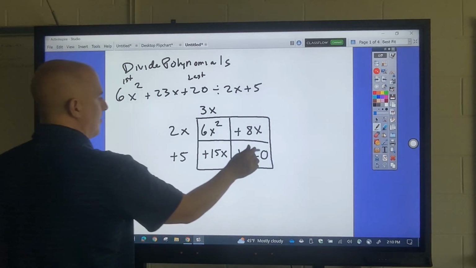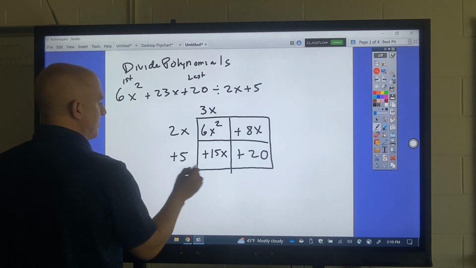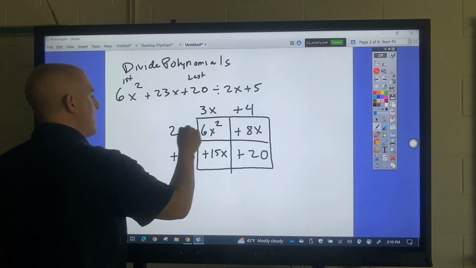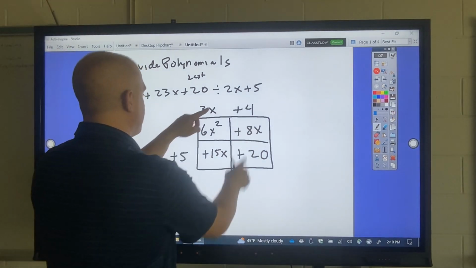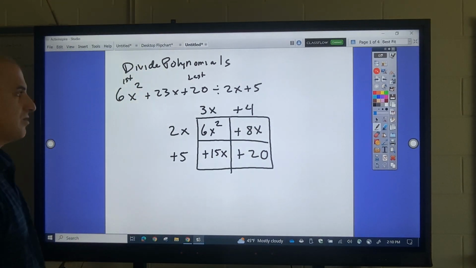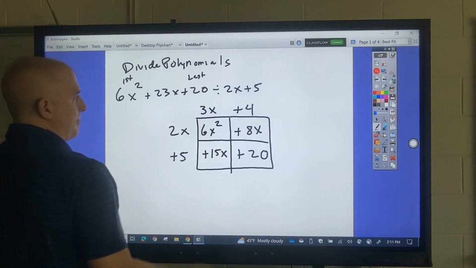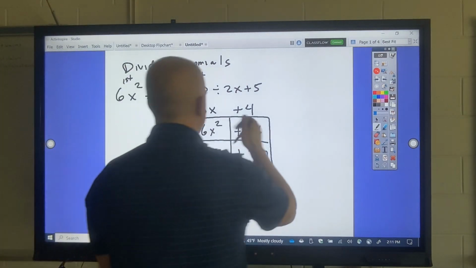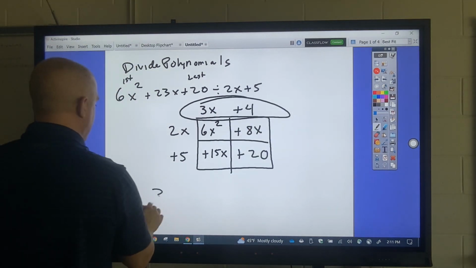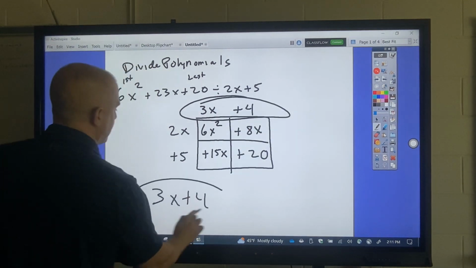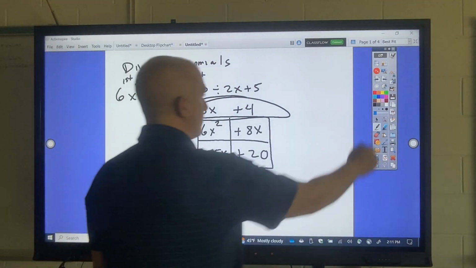And then how do I get this box? This times this gives me this. That would be 4. And that also works itself out. Now, if you just want to do the first and last and figure that out, that also works. So that's how the box basically fills in. So my answer to this is what I didn't have, which is the 3x plus 4. That ends up being just the answer. All right? Let's do another one.